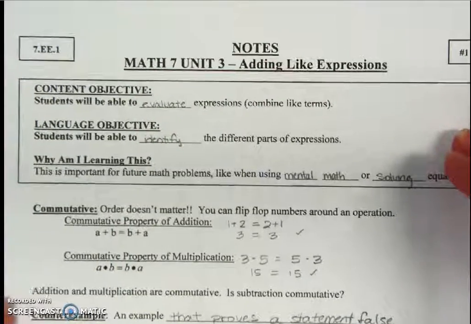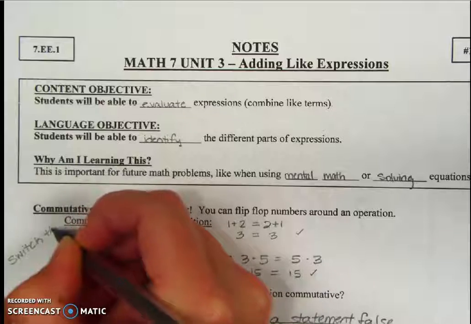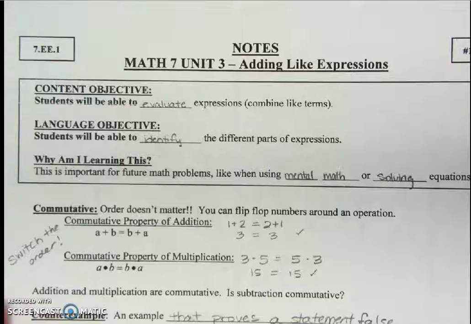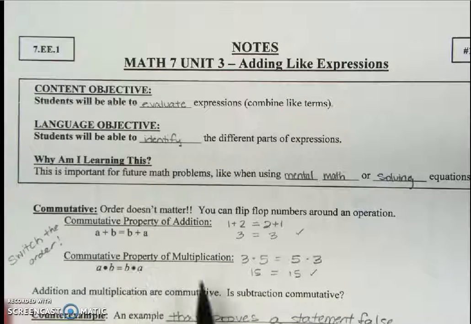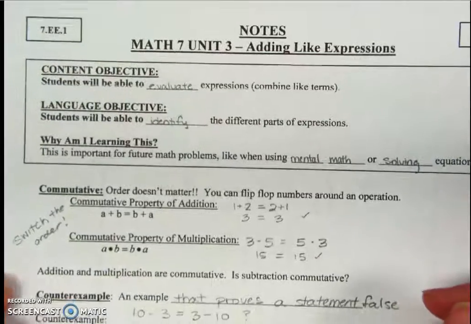So the commutative property means we switch the order. So we can add or multiply in any order we want. Addition and multiplication are commutative. What about subtraction? Is that commutative? Well, let's look at this counter example down here.